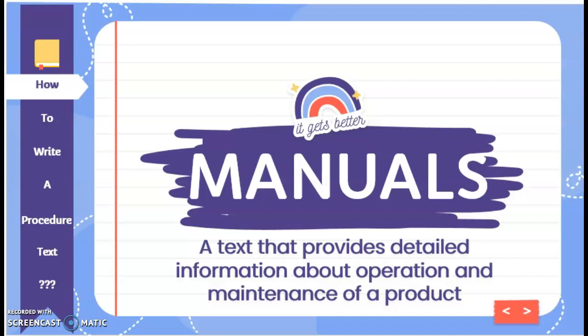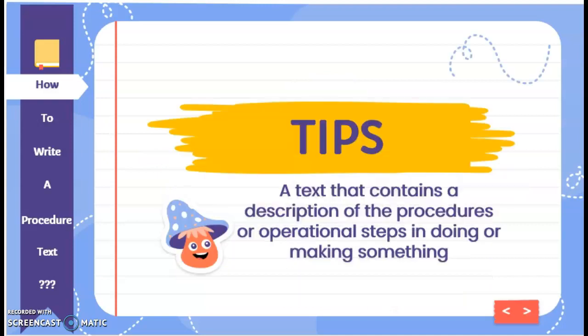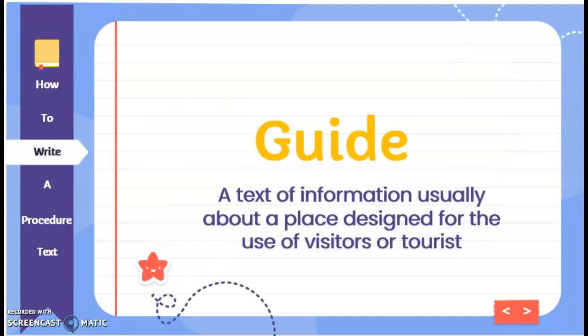There are different kinds of procedure text. One kind of procedure text is manuals. A manual is a text that provides detailed information about operations and maintenance of a product. You also have tips. A tip can contain a description of a procedure or operational steps in doing or making something. In procedure text, you also have guides. A guide is a text of information. It's usually about a place designed for the use of visitors or tourists.